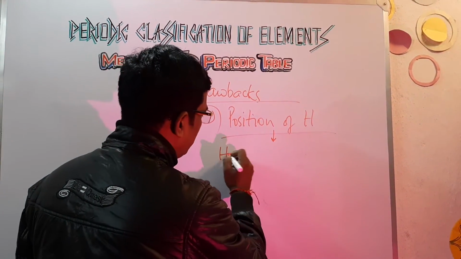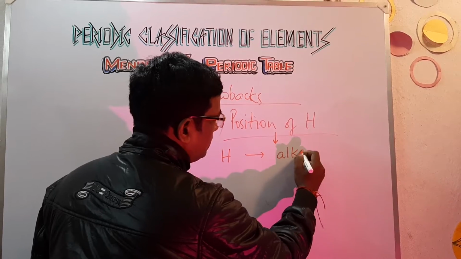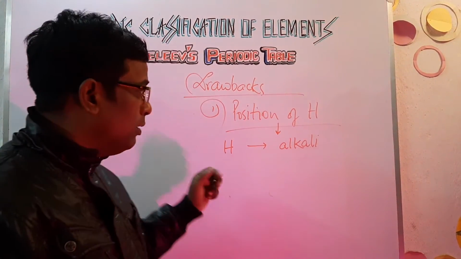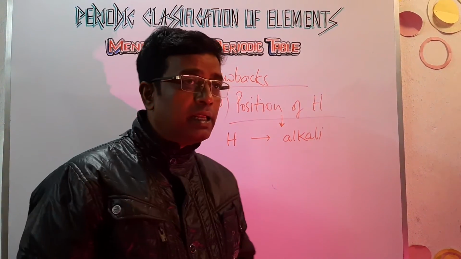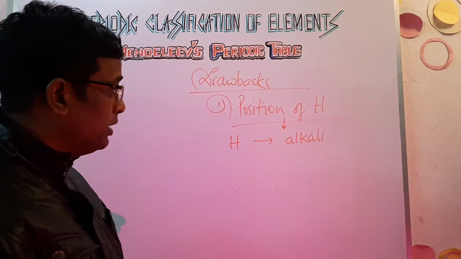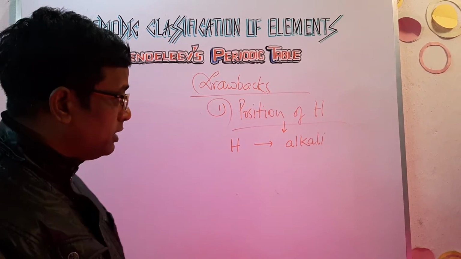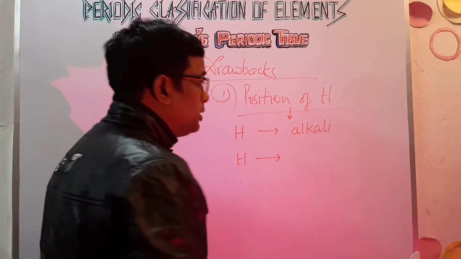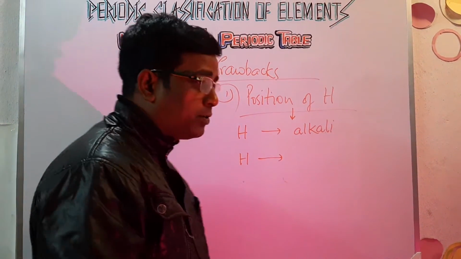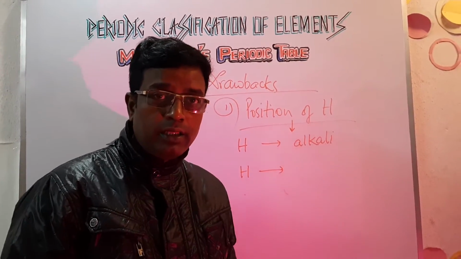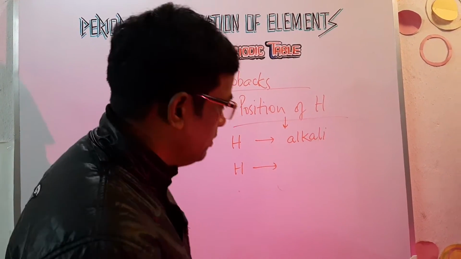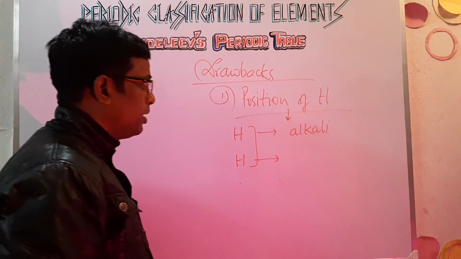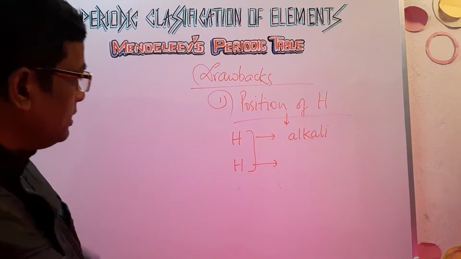Hydrogen possesses similar properties with alkali metals because hydrogen has one electron in its valence shell. It can lose one electron very much like the alkali metals lithium, sodium, potassium, to form electropositive ions. And at the same time, hydrogen has the ability to gain an electron. It shows electronegative character, very much like fluorine, chlorine and bromine, the halogen elements. So hydrogen could not be assigned a proper place in his table.